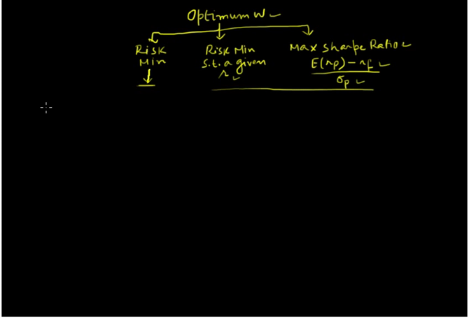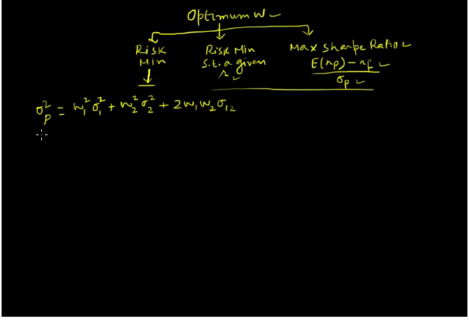Let us begin by writing our portfolio variance. We know that portfolio variance is equal to W1 squared times the variance of returns of the first asset plus W2 squared times the variance of returns of the second asset plus 2 times W1 times W2 times the covariance between the returns of asset 1 and 2.